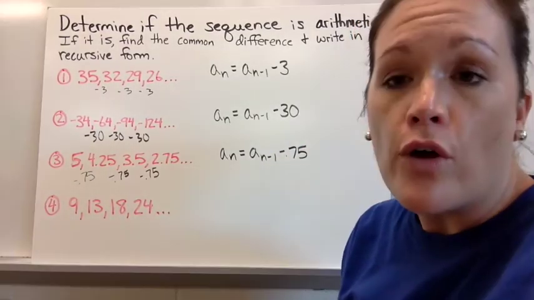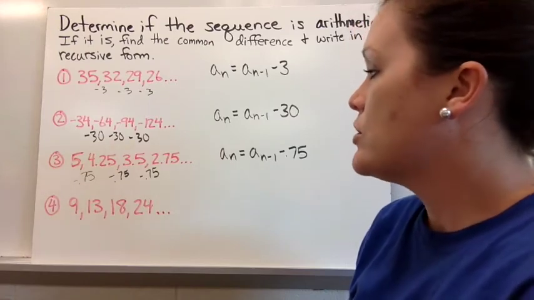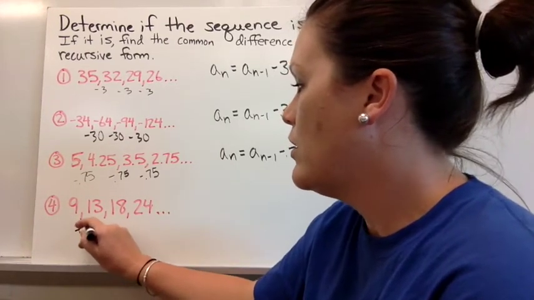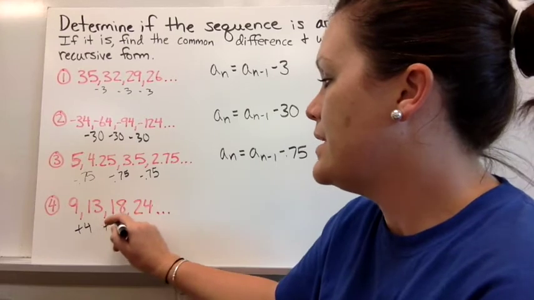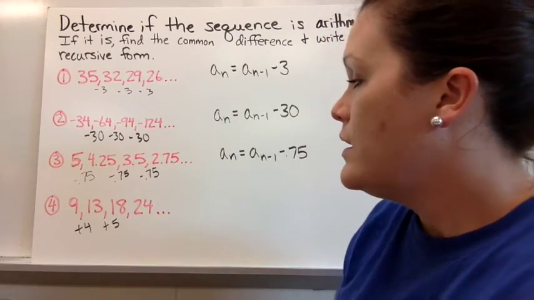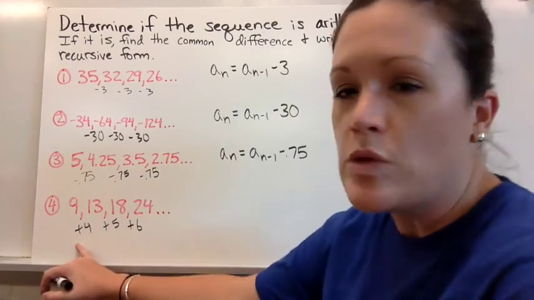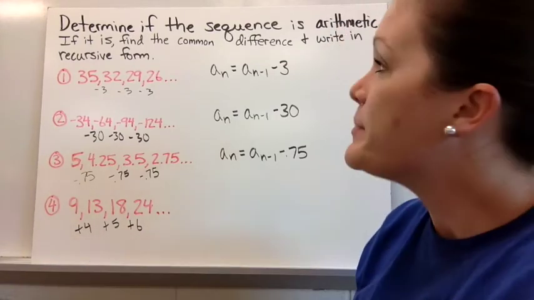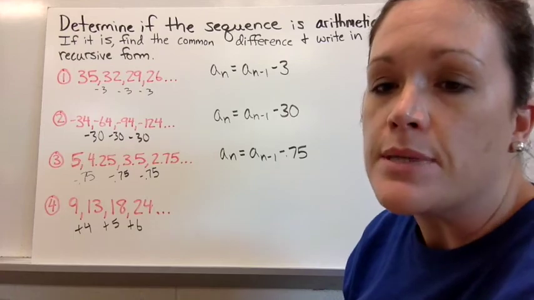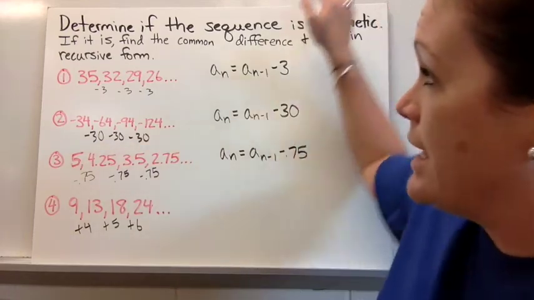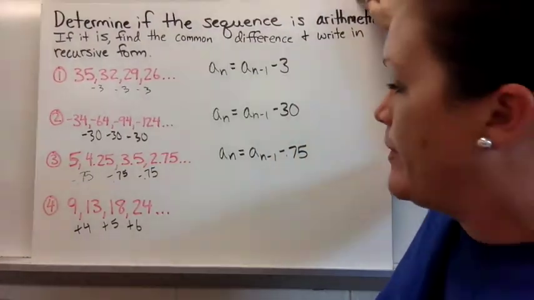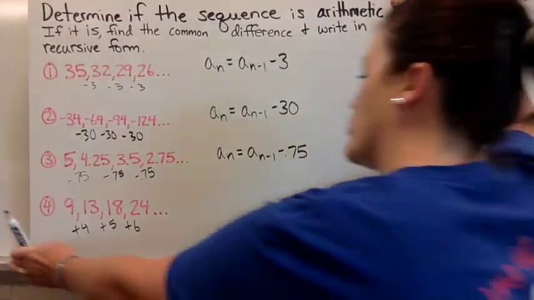Let's check out number 4. We have 9, 13, so we had to add 4, but then 13 to 18, you would have to add 5, and 18 to 24 would add 6. So this is one of those old ones where you used to have to figure out the pattern, but this is not an arithmetic sequence because you're not adding the same amount every time or subtracting the same amount. So let's look at one more board.